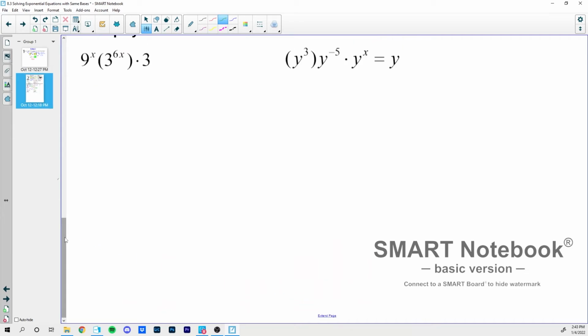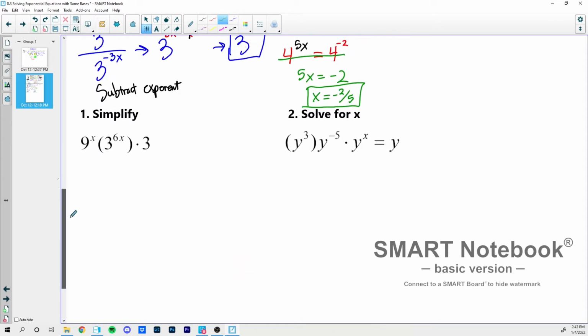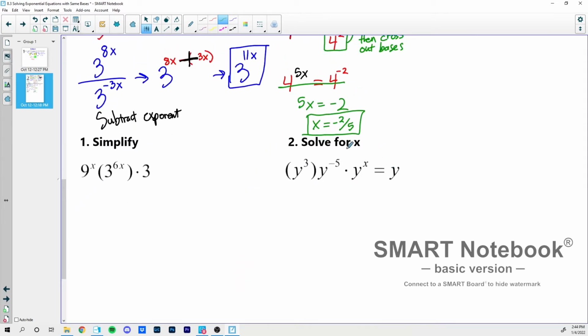Okay, so your job now, now that we've gone through these two examples, is to, again, take a second, look at these next two on your own, pause the video, and see if you can figure out how to do these before I go over them, okay? All right, so this problem here, we're simplifying, so I do not want to figure out what x equals. That is not the goal here.